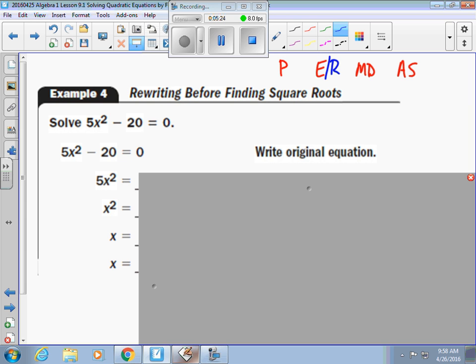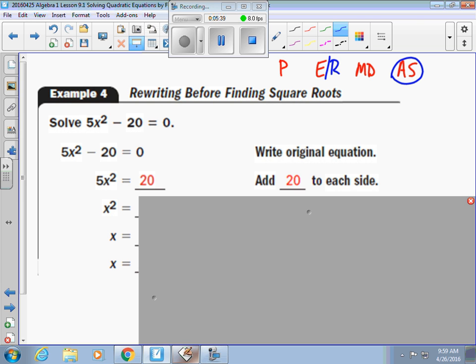So right here, we have 5x squared minus 20 is equal to 100. You undo any addition and subtraction you see. So it says minus 20. You undo that by adding 20 to both sides. 0 plus 20 is 20.